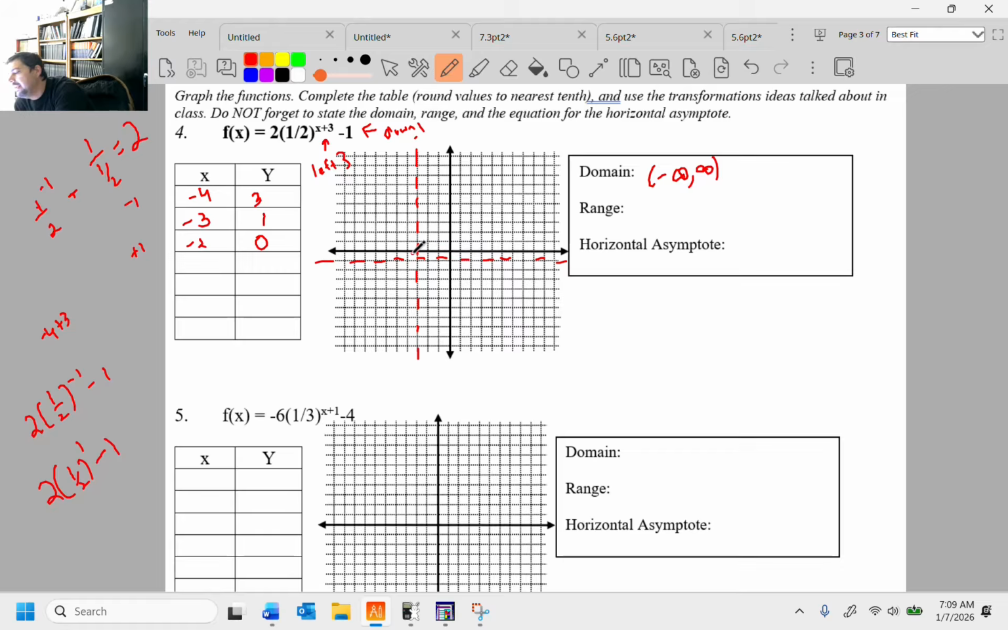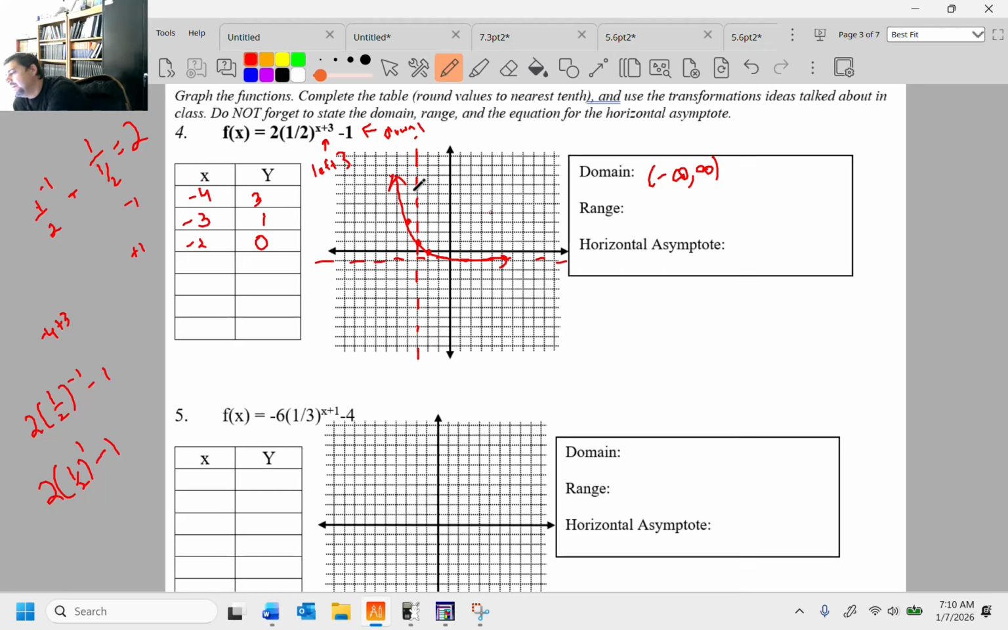I contain -4, 3. I contain -3, 1. And I contain -2, 0. This is actually an exponential decay function. It is starting high and getting smaller. I should probably look back at your notes and see if I have any decays in them. I may or may not. But this is a decay model.